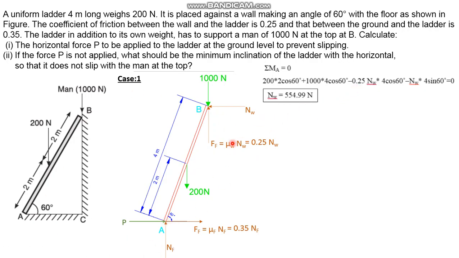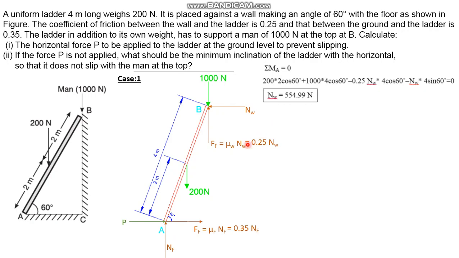So anti-clockwise moment, that is 0.25 NW into this distance, which is once again 4 cos 60. And this NW into this distance, that is 4 sin 60, is equal to 0. So in this whole equation NW is the unknown, so therefore we'll get NW.